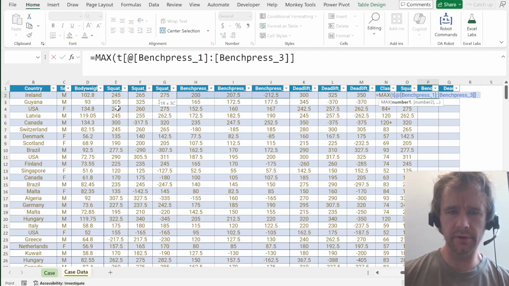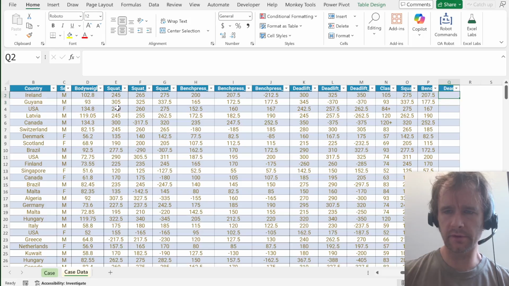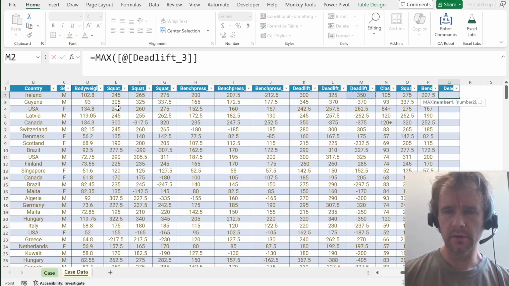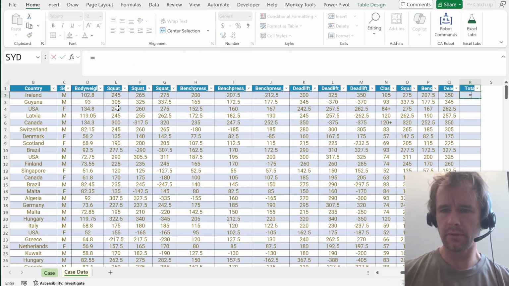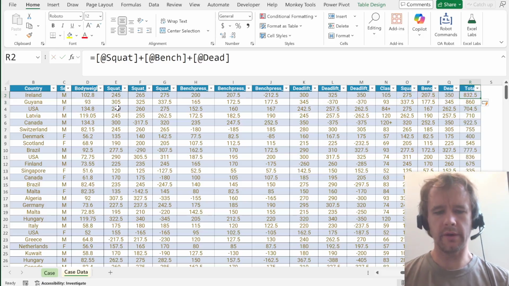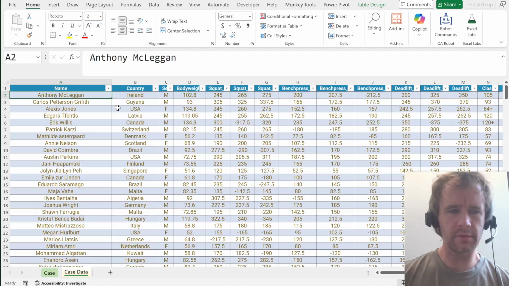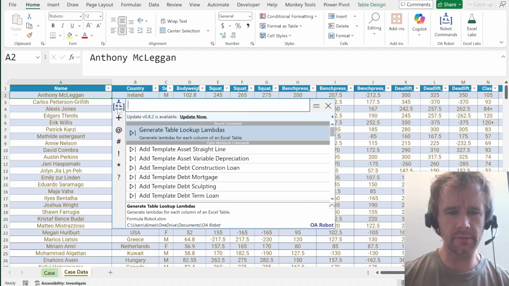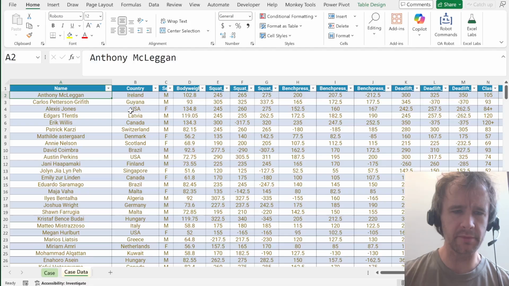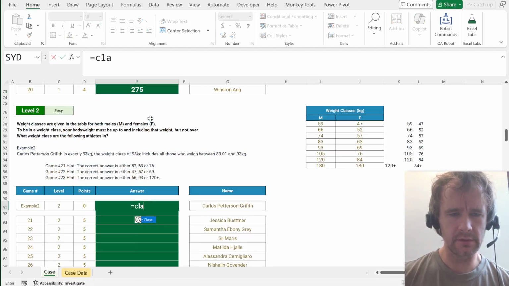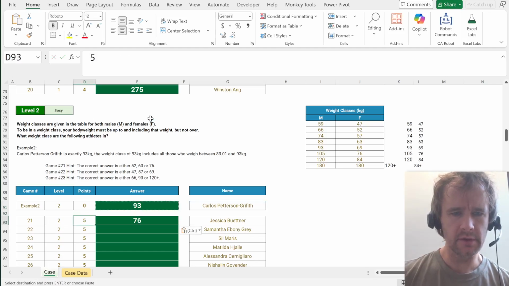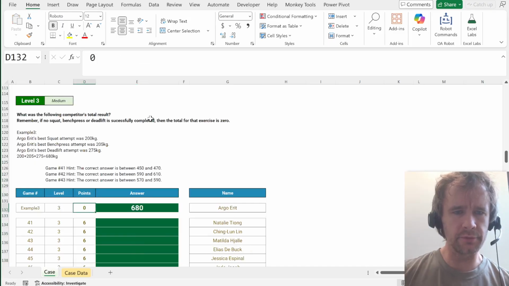Max of these 3 and 0, and max of these 3 and 0. And then total will be this plus this plus this. Okay, and then, sorry, I think I just want to rerun the generate table lookup. I don't know if it works if you do it twice, but I'm guessing it does. Okay, so now I want t.class of that person, and it is 93, hooray. All right, let's move on.